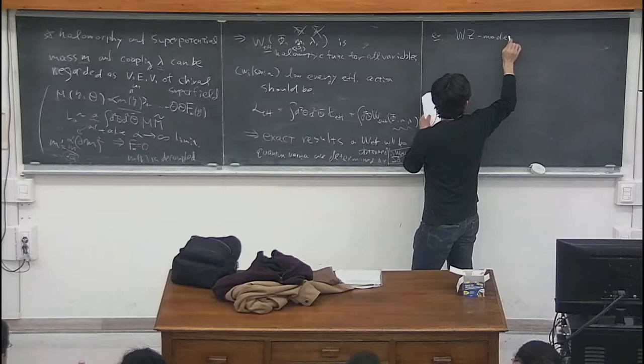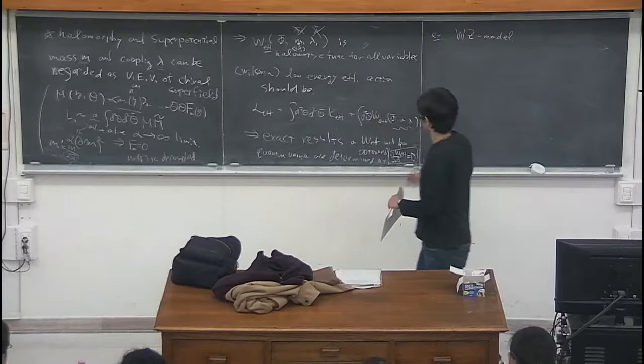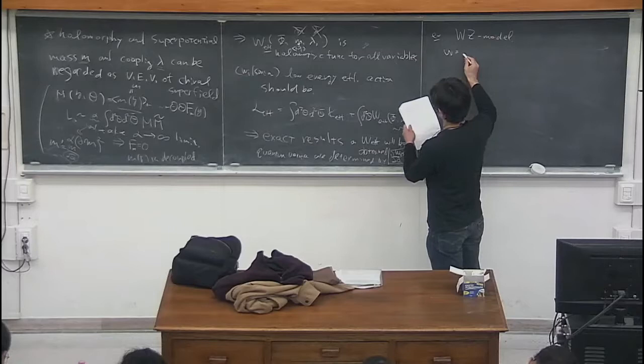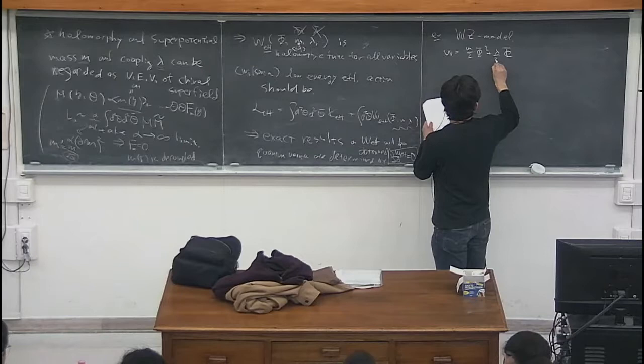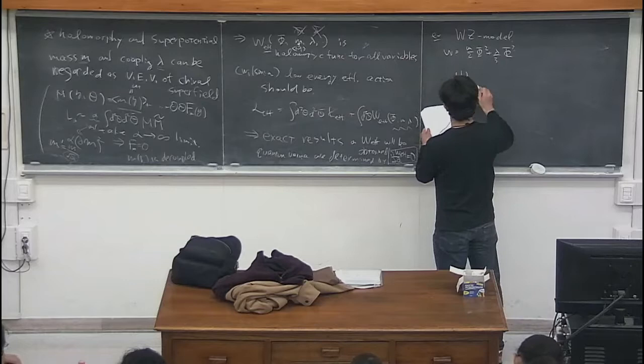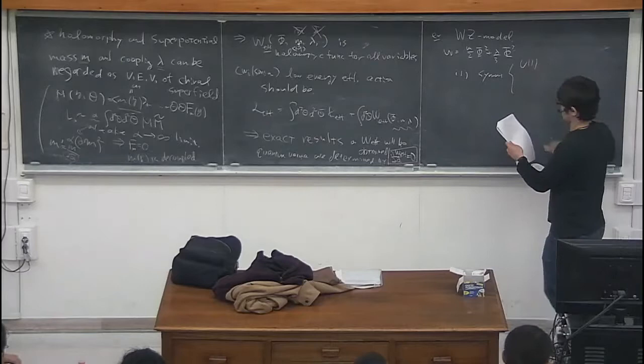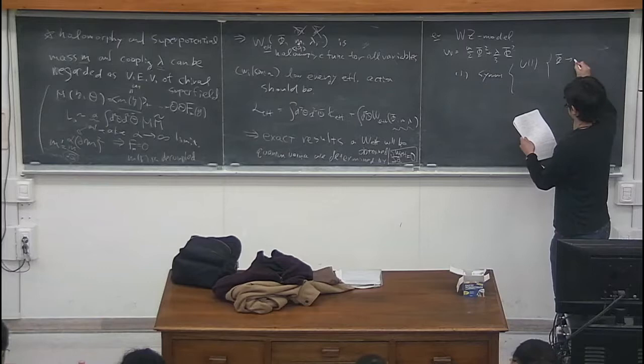We can apply this argument to the Wess-Zumino model. The model has this action. First of all, the symmetry of this action is a U(1) action. It's just a rotation of phi.